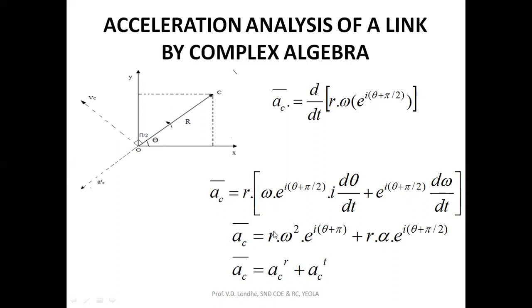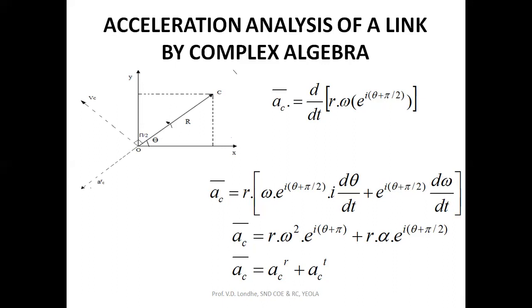Then afterwards, by multiplying this value of r inside the bracket, this d theta by dt is nothing but omega. So omega into omega will be omega square. So r into omega square into e raised to power i theta plus pi by 2 plus pi by 2, because here it will now be common. So pi by 2 plus pi by 2 will be equal to pi. So it will be r into omega square into e raised to power i theta plus pi, plus r multiplied by d omega by dt. What is d omega by dt? Angular velocity with respect to time.